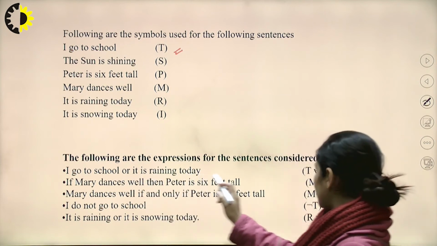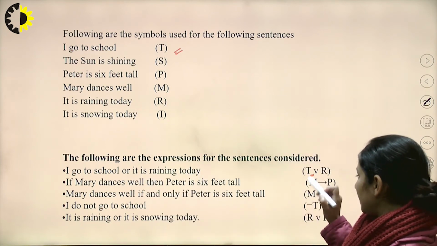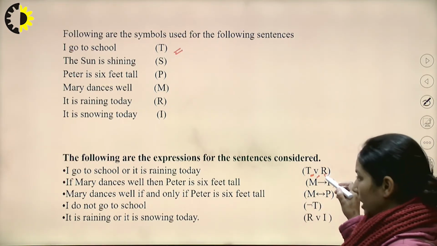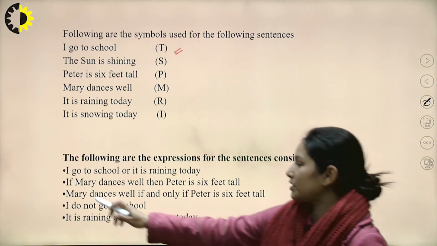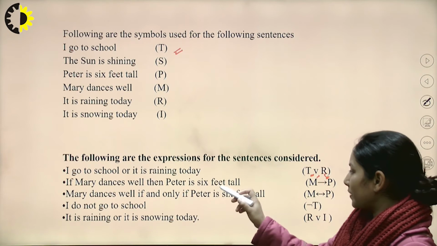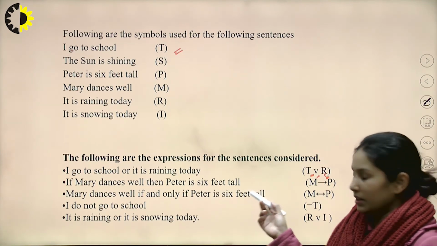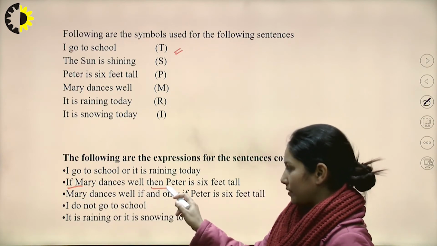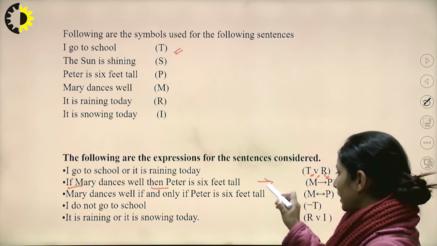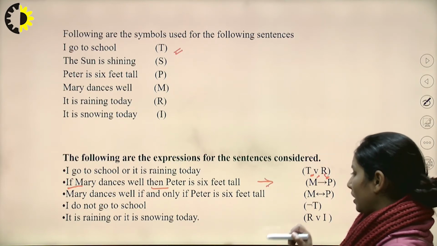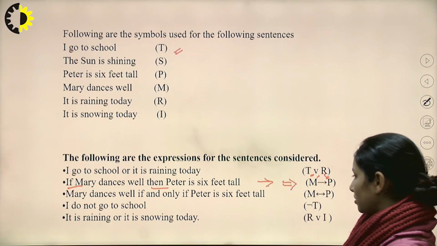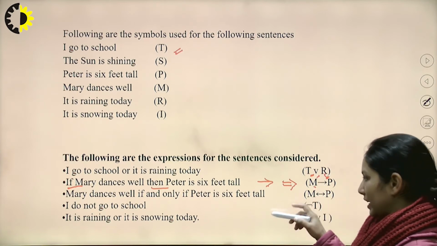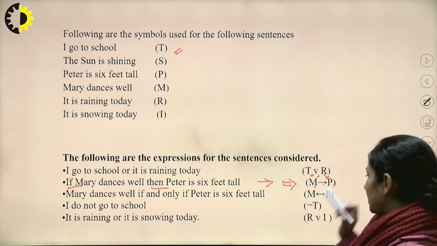I go to school or it is raining. So if I go to school is T, and this is the symbol used for or, and R is raining today. Okay. The next, if Mary dances well, then Peter is 6 feet tall. So in this particular question, what are we doing? We are using the connector which is used for if and then. So for if and then we will be using implication. This is the implication. Or you can write it like this also. This is also the same. So if Mary dances well, then Peter is 6 feet tall. So M is for Mary dances well, implies Peter is 6 feet tall.